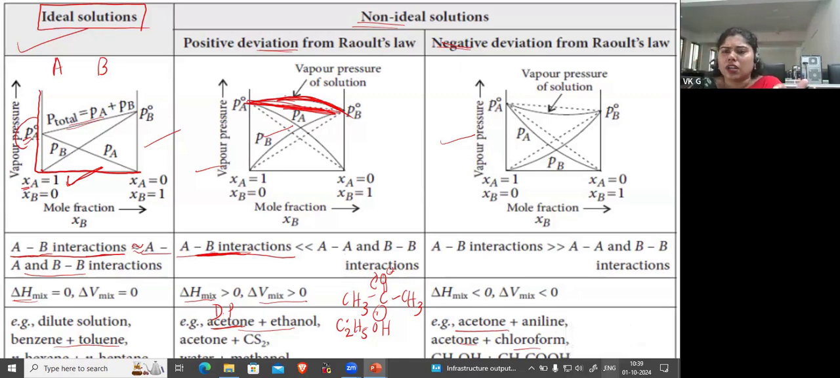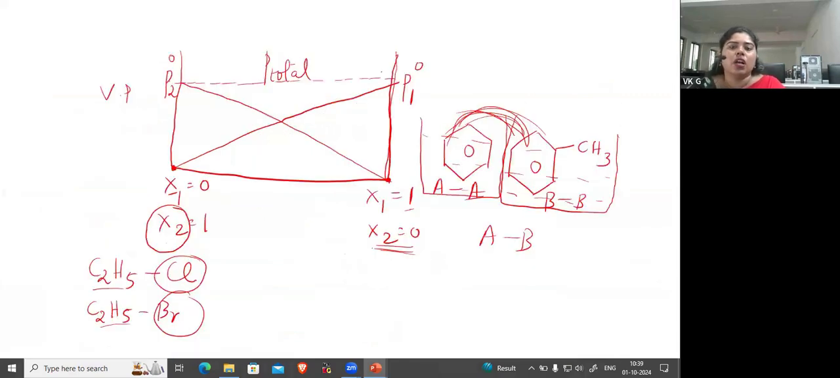I think you should just focus on the examples. A few of the examples you need to remember, what type of force or what pairs you have for positive deviation and negative deviation. I would prefer positive deviation, that is acetone and ethanol. For negative deviation, you can prefer acetone and chloroform, because in both you have acetone as the common one. Like that also you can remember, or any way that you want. Okay. So this is very important, positive deviation and negative deviation. I hope this part is clear to you.